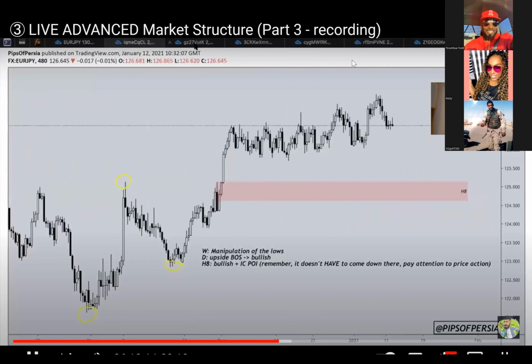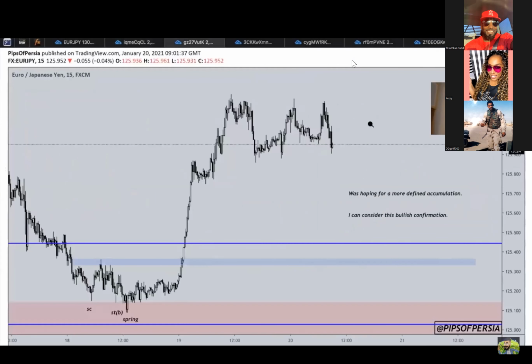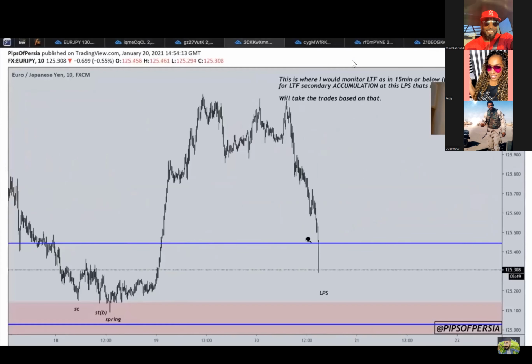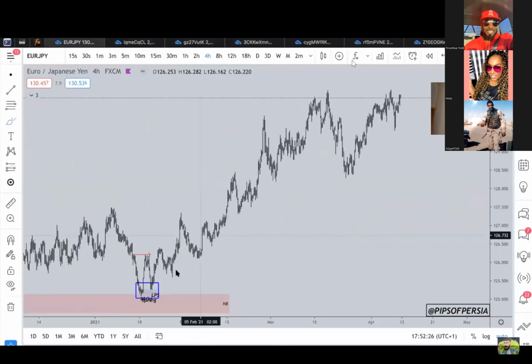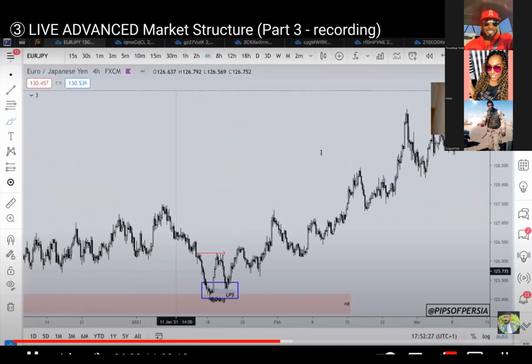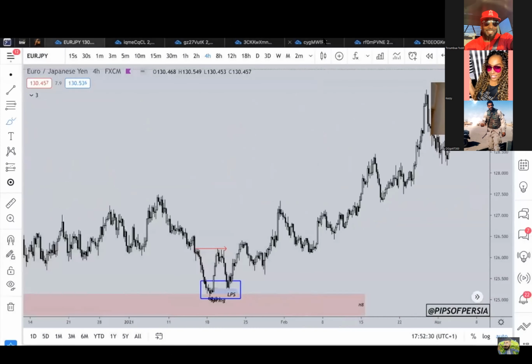Now, this is Euro JPY. So right over there was hoping for a more defined accumulation, and then right back within. So this was literally where it came right back down to these areas of reaccumulation right over there, and it took off. Now, let me go ahead and move on to a couple more.